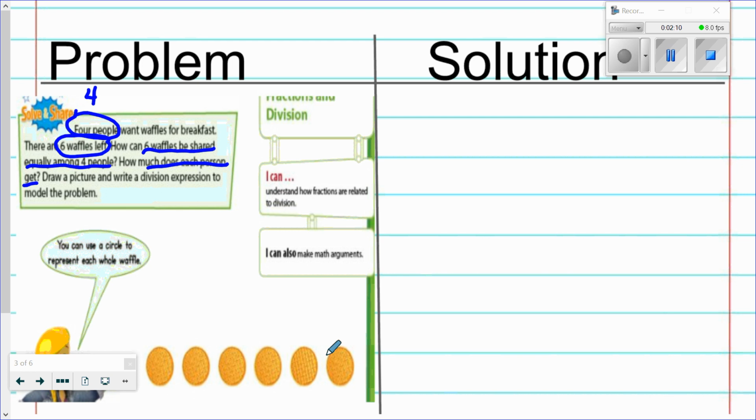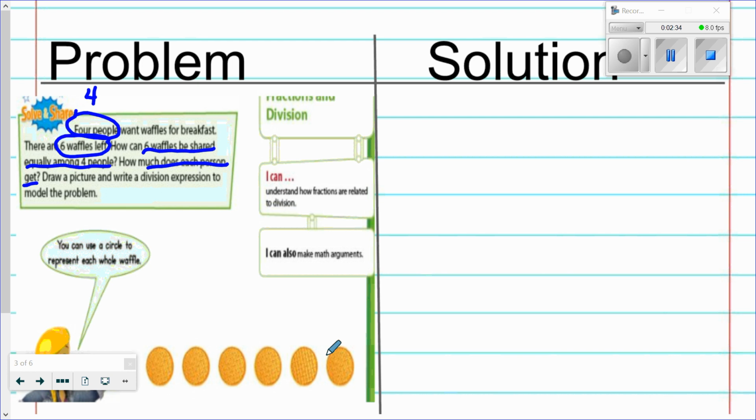So right now I want you to give this a go on your own. Try dividing those waffles out using a picture to figure out how many waffles each person would get, and then try to write a division expression to show that, so we can show how it can be solved both ways. When you're finished doing that, go ahead and hit play, and then I'll show you how I did it.